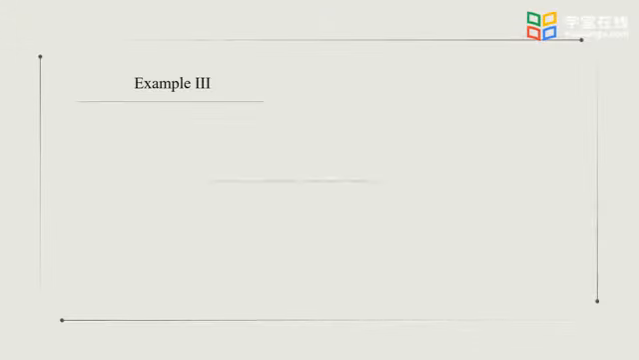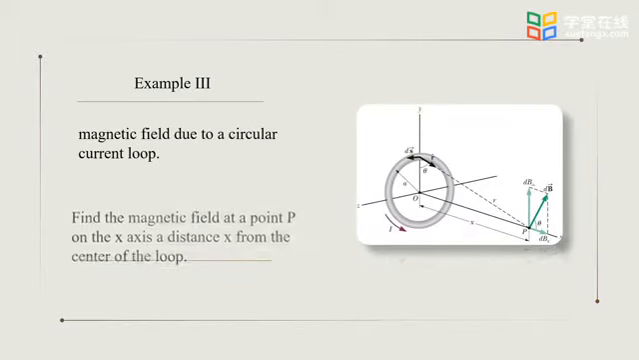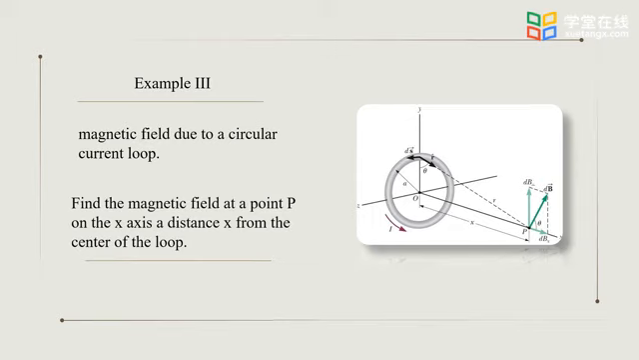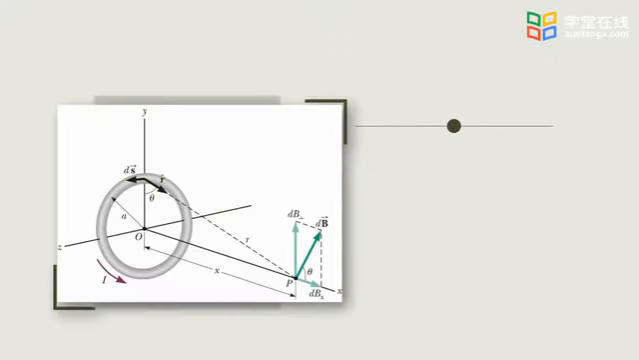Okay, now please consider a circular loop of radius a in the YZ plane. It carries a steady current I. We wish to find the magnetic field at a point P on the x-axis, a distance x from the center of the loop, as shown in the figure. Let's first check the field contribution dB at P due to a single current element ds at the top of the ring. The field dB can be resolved into two components, dBx parallel to the axis of the ring and dB vertical perpendicular to the axis.